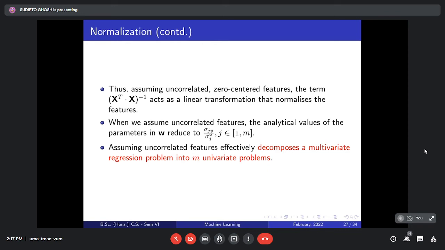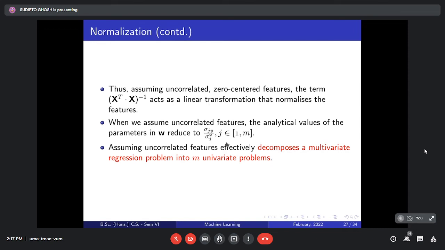Why do I say so? Beta naught is zero, zero intercept, that is taken care of. Beta 1 is covariance divided by variance. Beta 2 is also covariance divided by variance. Beta 3 is also covariance divided by variance. Up to beta M, that is also covariance divided by variance. All of these terms are known to us. Why? Because we have M features. I am talking about the jth feature in this particular covariance divided by variance.